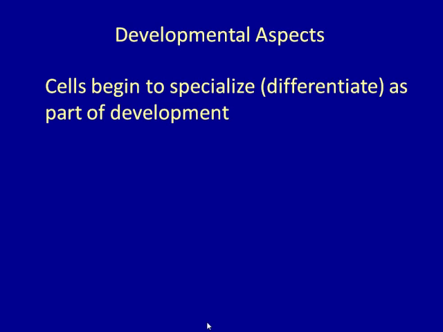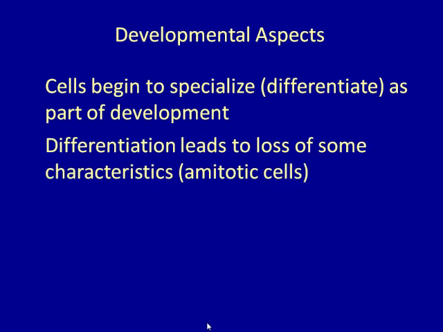You start out as a single cell, and for a long time, for several days, those cells divide and divide and divide, and you're just a mass of exactly identical cells. But cells will begin to specialize very soon in the development process. We call this specialization differentiation. Now, when cells differentiate, they lose some of their characteristics, sometimes losing their ability to divide. We call them amitotic cells. This is one of the things that happens to nervous tissue and most of your muscle tissue.